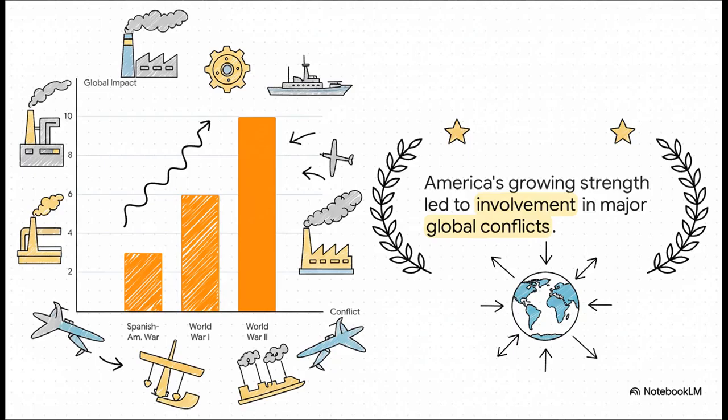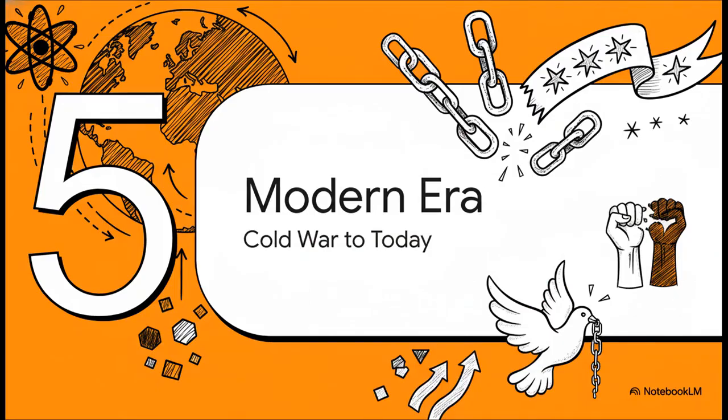All this growing industrial and military strength meant America couldn't just stay on its own side of the ocean anymore. It started getting involved in global conflicts, like the Spanish-American War, then World War I, and especially World War II. That last one really cemented its status as a global superpower. And that brings us into the modern era we're more familiar with.